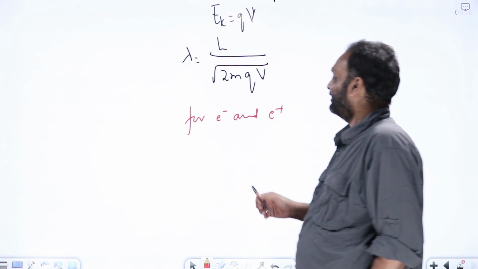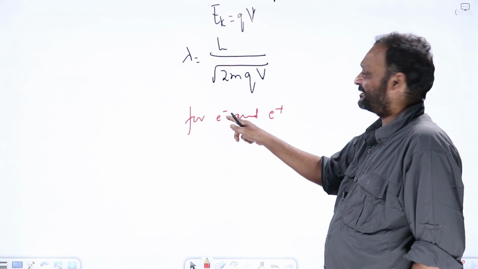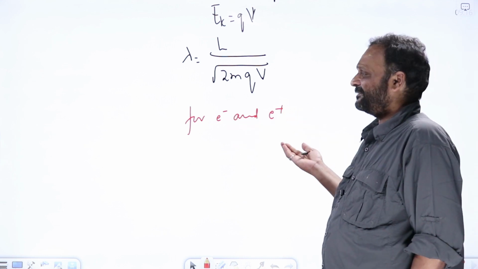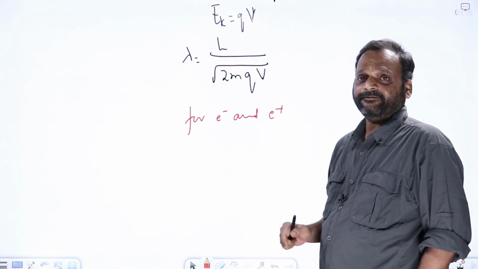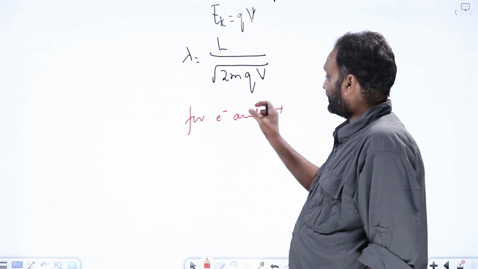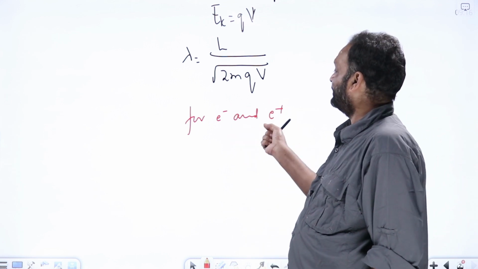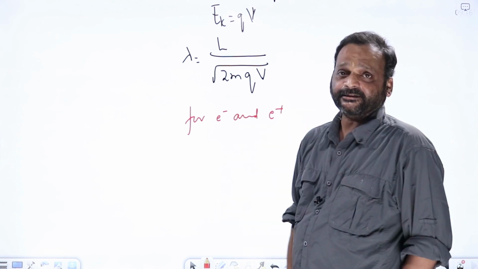What is a positron? It is the antiparticle of the electron. It has the same mass and the same charge quantity, only the opposite sign. We call it a particle and antiparticle pair. One has a negative charge, the other has a positive charge, that's all.